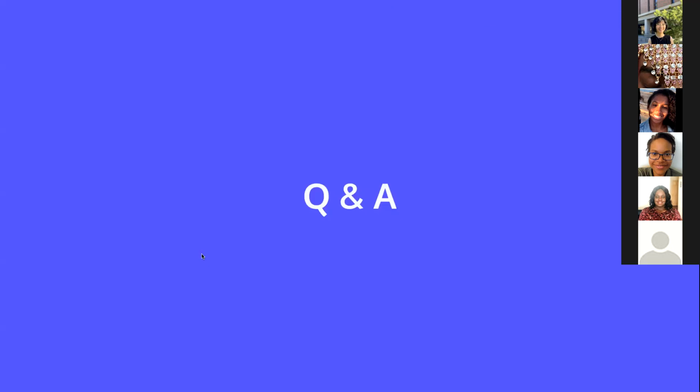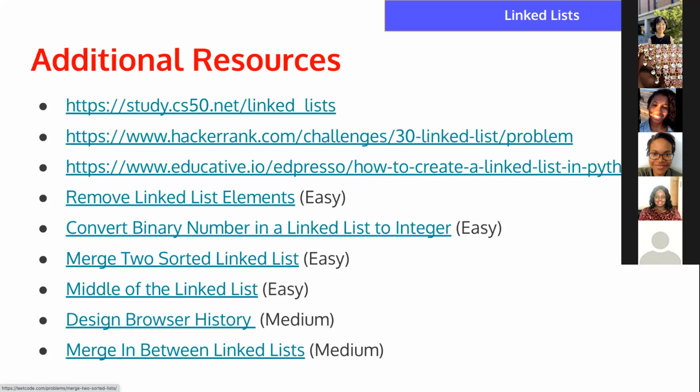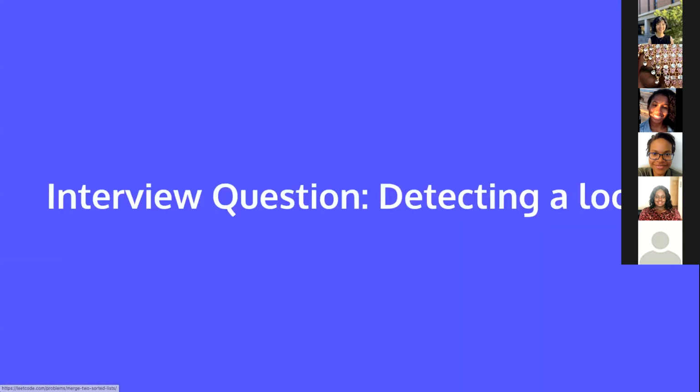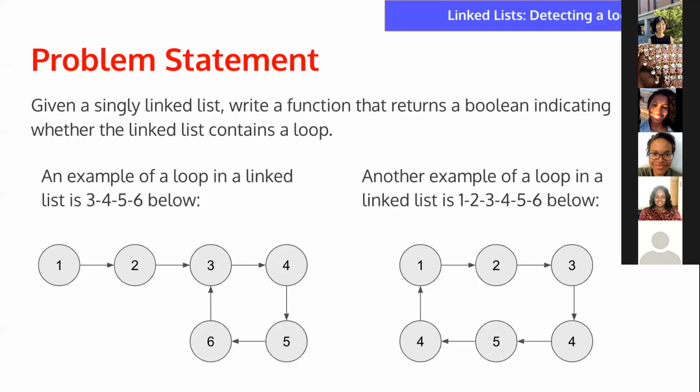All right. If not, I understand today's lesson went pretty long, but I just wanted to highlight a few other resources. If you would like to get more comfortable with linked lists or practice more problems, these are the links that we recommend checking out. There's also one more question that we didn't have time to go over today, which is why we have an appendix. It's another question around detecting a loop within linked lists. That's pretty interesting to check out. It may seem hard, but once you know the trick, it's fairly easy and fun to solve. So I recommend checking it out in your free time.